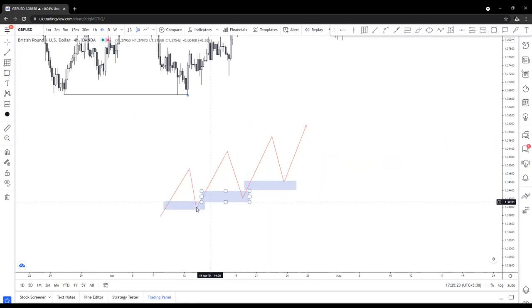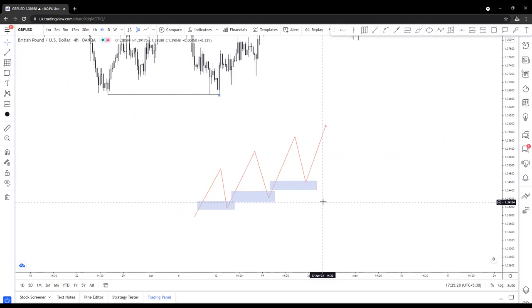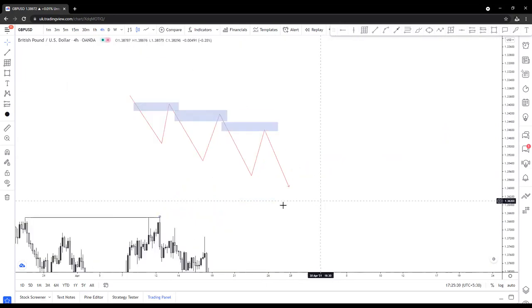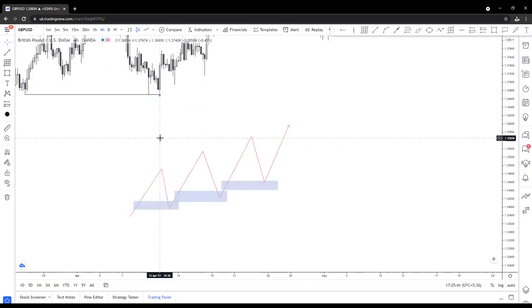From this low to this low, that's bullish order flow. And then vice versa in a bearish market. You see, comes back down, mitigates, comes back down, mitigates. So this is order flow, which means they're going from mitigation to mitigation. Okay, that's order flow.